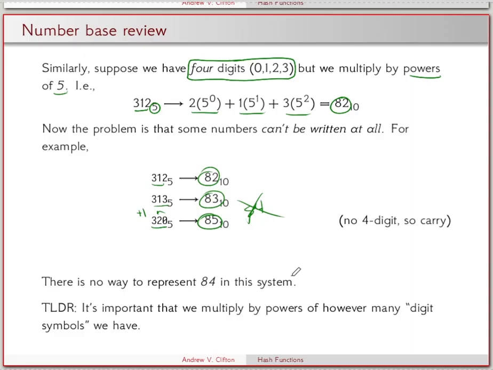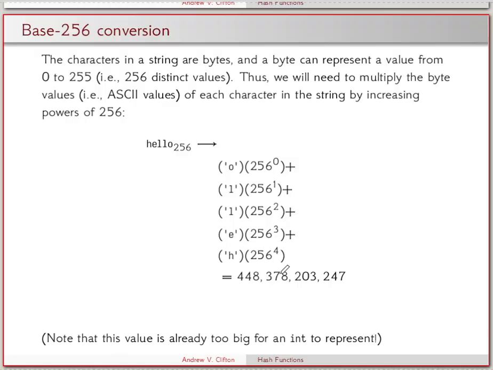So that just says that those two things have to be synced up. We multiply by powers of however many symbols we have, so you have to use the same number for both. Characters in our strings are bytes, and a byte can represent a value from 0 to 255. So we have 256 different byte values there. So we're going to need to multiply the byte values, the ASCII values, by increasing powers of 256 here.